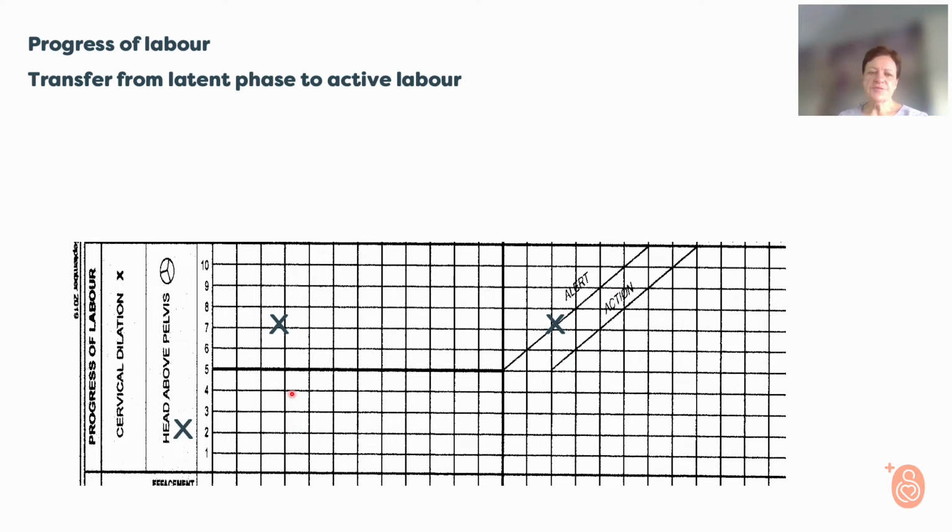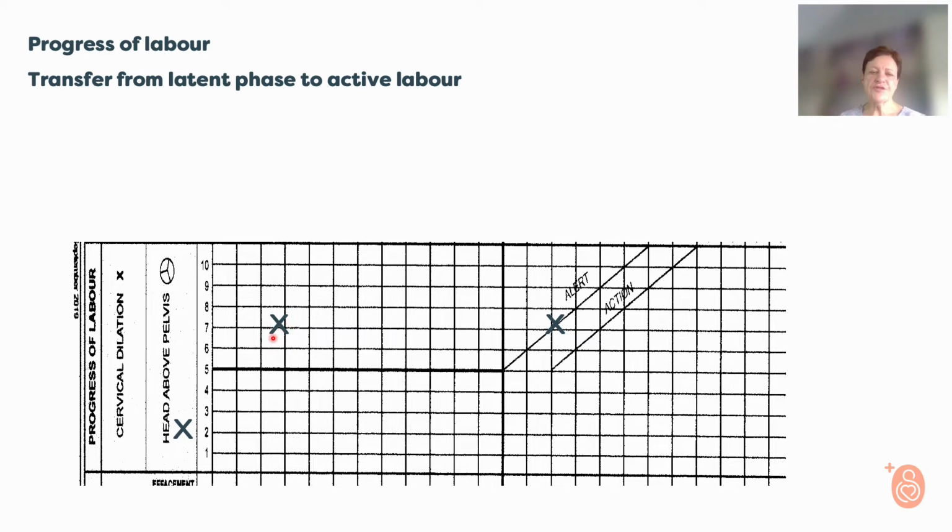Now, just a small word on how we transfer the recording of the latent phase to the active phase of labor. Say, for example, this patient has arrived here in the labor ward and she was 4 centimeters dilated and in the latent phase of labor, and we have recorded it here on 4 centimeters. And now we have done a vaginal examination again, and she's now 7 centimeters dilated. So she's now in the active phase of labor.